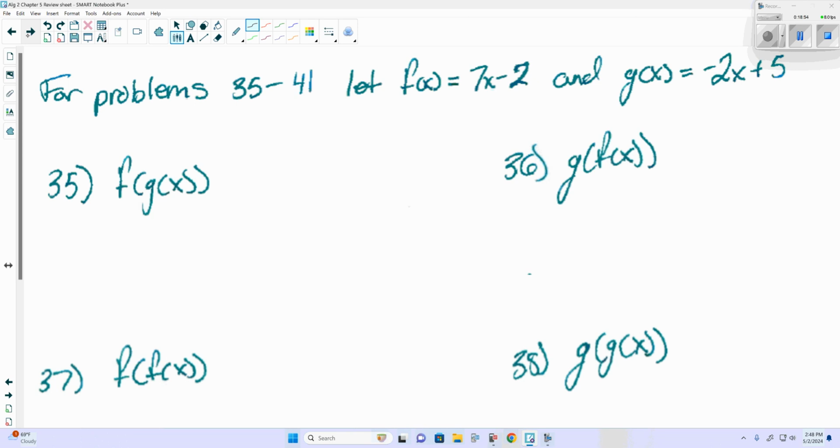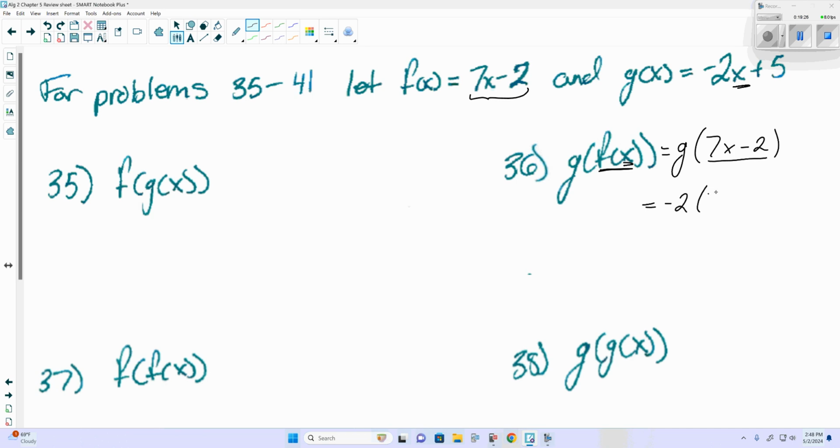36. G of f of x. With all these composite functions, we always work from the inside out. So the first thing we're going to look at is f of x. We're plugging x into f of x. Well, that's just going to give us 7x minus 2. Now we're going to take g of 7x minus 2, which means every x in g of x we're going to replace with 7x minus 2.